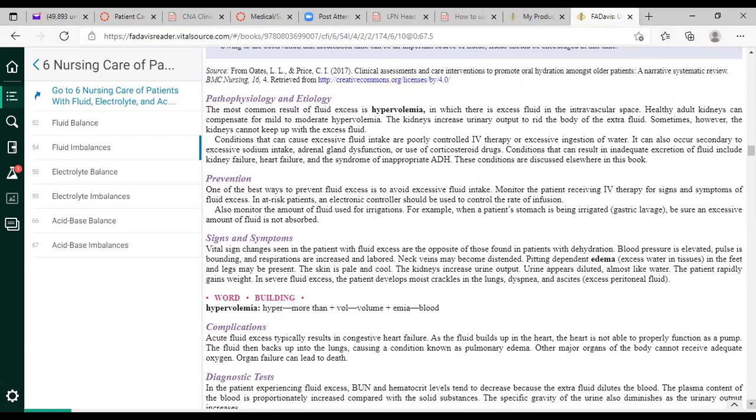So people who are working on, hey, I want to lose weight, decreasing your sodium intake will contribute to weight loss. It'll contribute to your body not holding on to those fluids. So a patient who is experiencing hypervolemia, the physician may put some restrictions on sodium intake if that's a contributing factor.